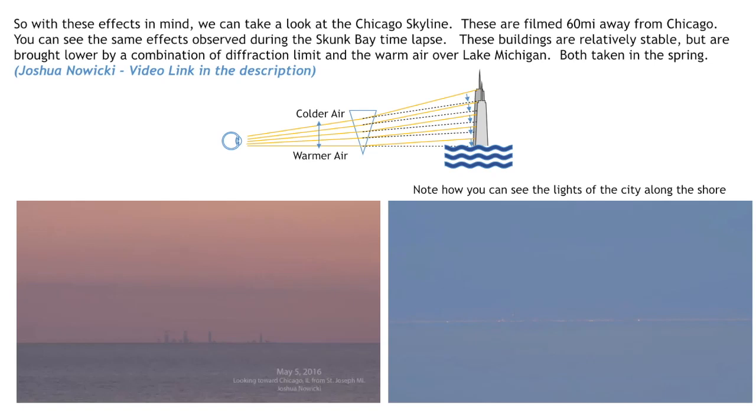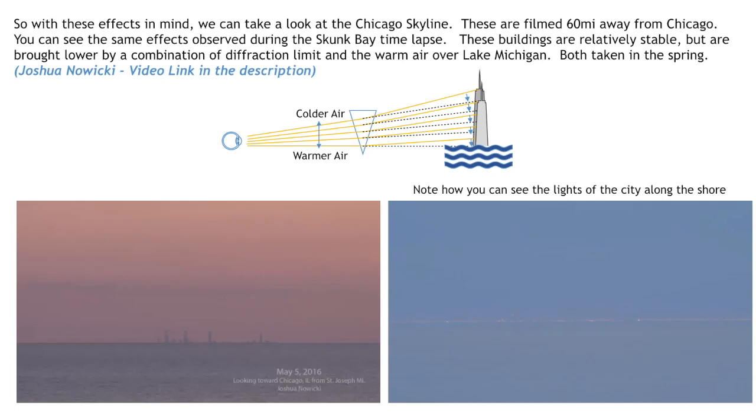So again, with these effects in mind, we can take a look at the Chicago skyline. These are filmed 60 miles away from Chicago. In other words, they're filmed across Lake Michigan from a place called St. Joseph's, on the other side of Lake Michigan, 60 miles away. And you can see the same effects observed during the Skunk Bay time-lapse footage. So these buildings are relatively stable somewhat, but they are brought lower by a combination of diffraction limit and the warm air over Lake Michigan.